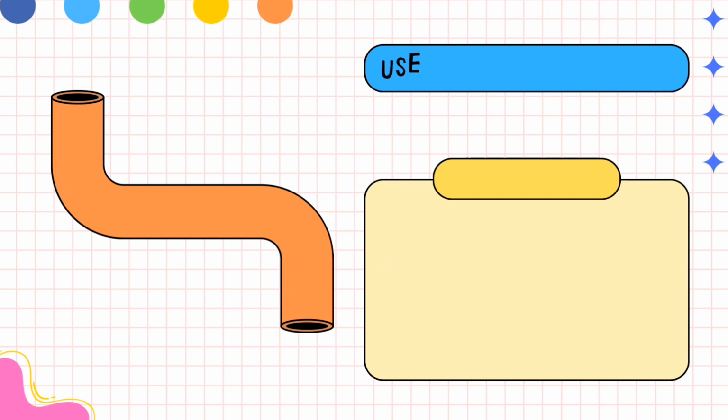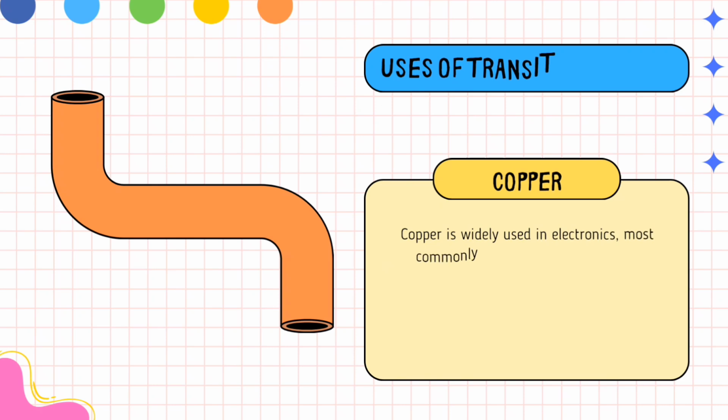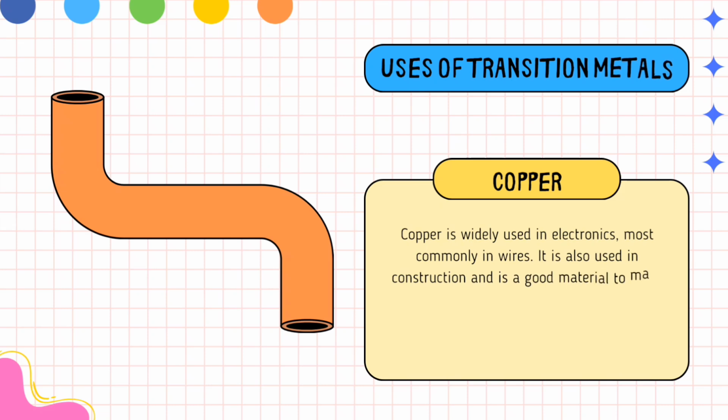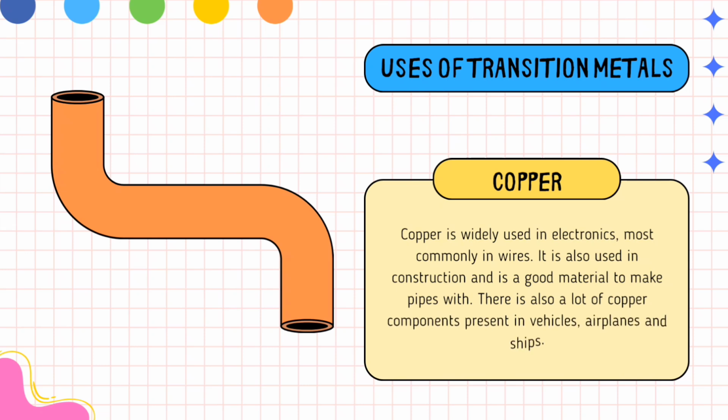Now we will learn about the uses of the transition metals. The first element that we will be studying is copper. Copper is widely used in electronics, most widely in wires. It is also used in construction and is a good material to make pipes with. There are also a lot of copper components present in vehicles, airplanes and ships.